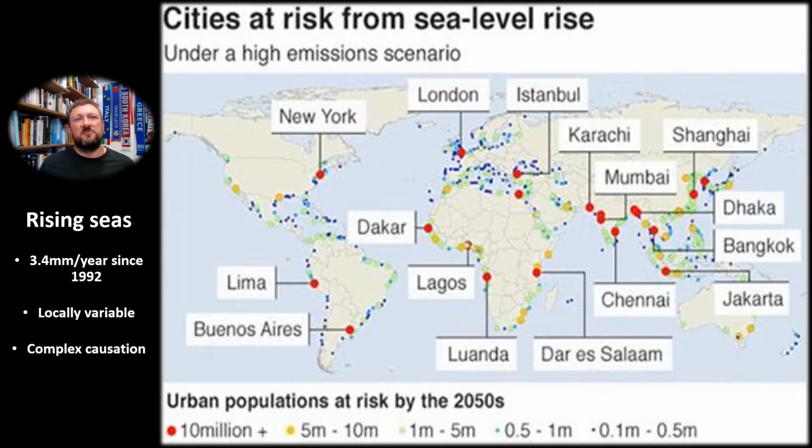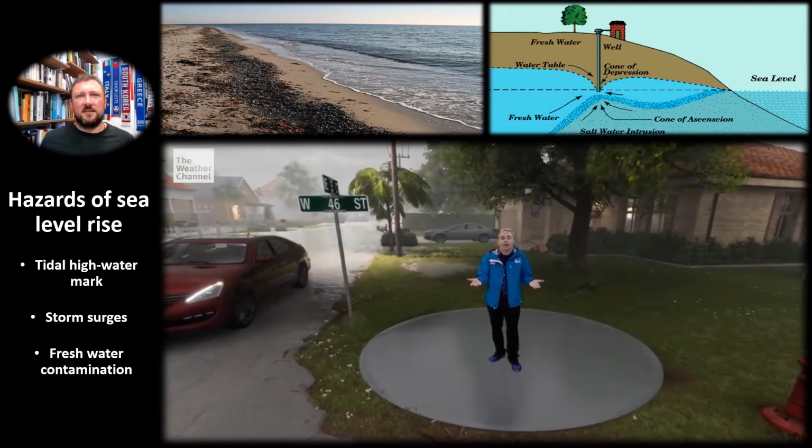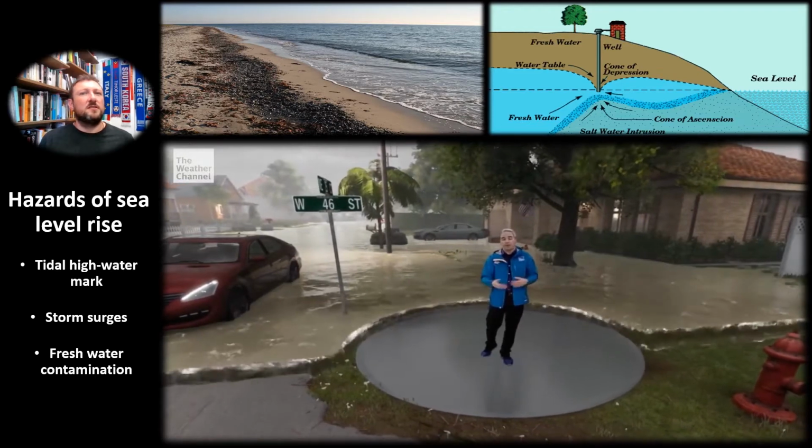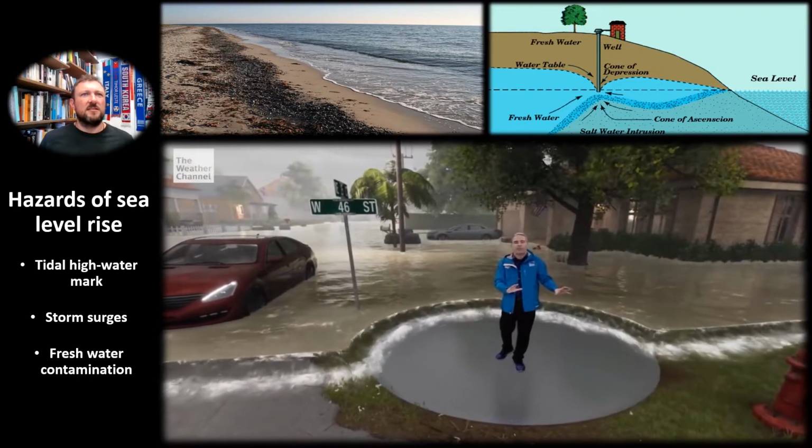Sea level rise is driven by 3 primary factors, and these are the melting of glaciers and land-based polar ice cap, the thermal expansion of the sea, and local land subsidence, and these 3 things can interact. Because of this complex causation, the degree of sea level rise does vary according to location. Sea level rise expresses itself in 3 primary ways, and these are encroaching high tide marks, storm surges, and saltwater intrusion of fresh water resources.